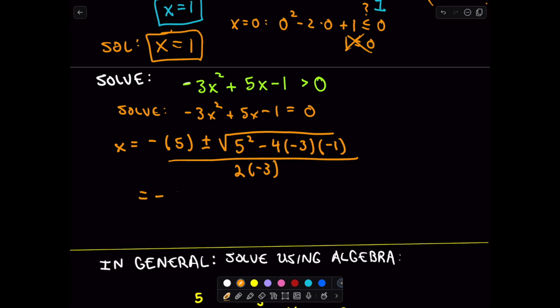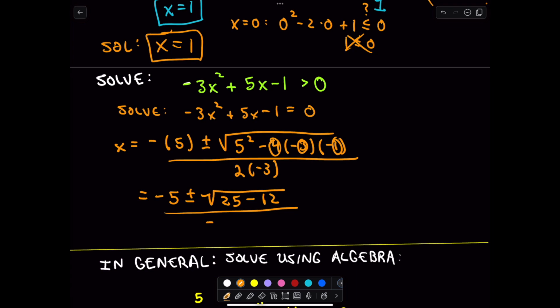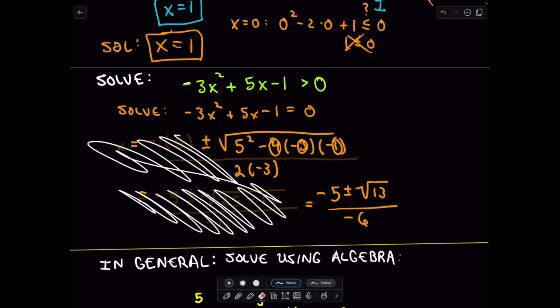Okay, I wish I had made something nicer, but I didn't. So what do we get underneath the square root? 5 squared is 25. It looks like we have a negative times a negative times a negative, so I'm still going to get a negative. And then 4 times 3 times 1, that's going to be 12. This is all over 2 times negative 3, which is negative 6. So this is negative 5 plus or minus the square root of 25 minus 12, which is 13, all over negative 6. Okay, so I'm going to erase some room here, give myself a little room.